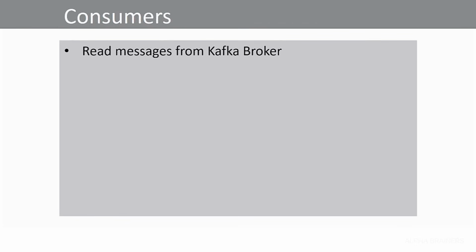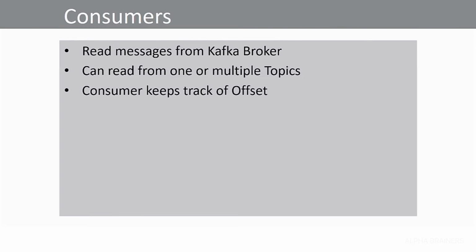Consumers are the ones that read the messages from the Kafka broker. They can read from one or more topics. Also, the consumers are tasked with keeping track of where they are in the topic by using something called an offset. An offset is a numeric value assigned to each message. So a consumer can keep track of where it is inside of the topic, and when it reads from the topic, it knows where to start reading from.